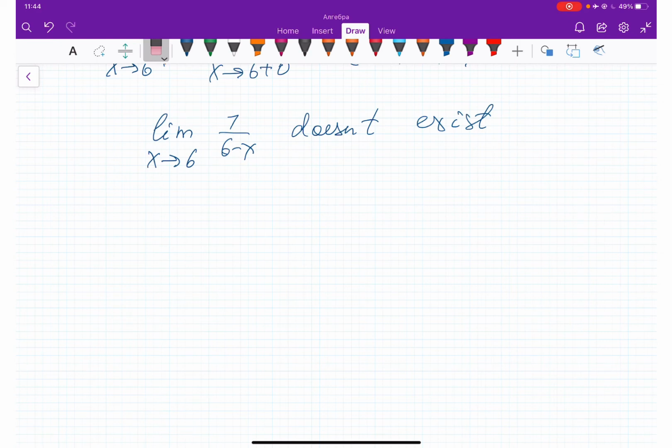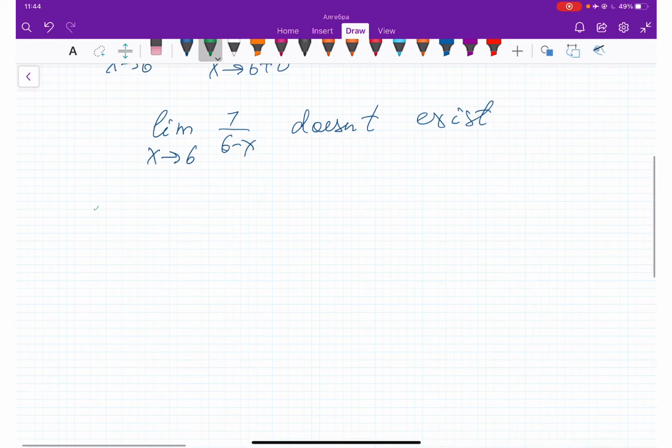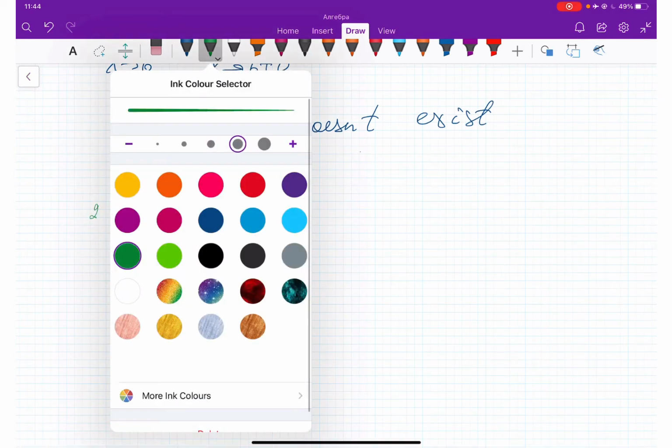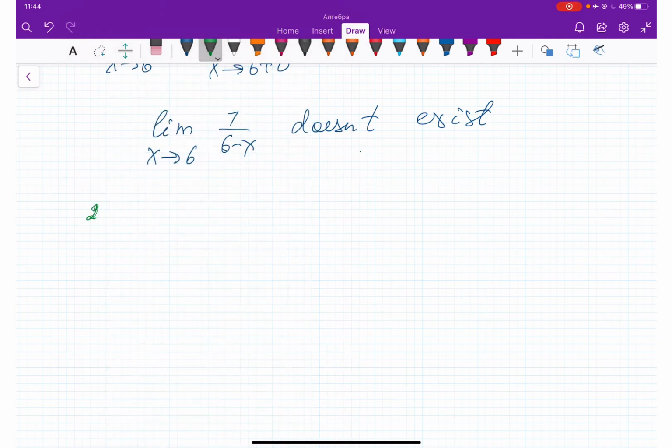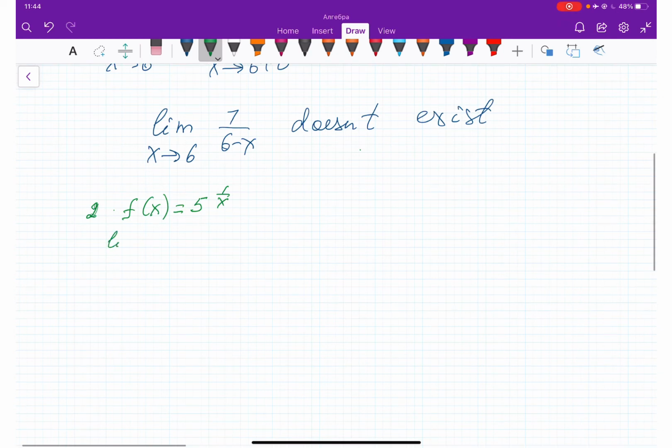Next example. Let me change color so it would be easier for you to follow. Okay, next example, we need to find the limit. We are given f of x equals 5 to the power 1 over x. We need to find the limit of f of x where x is approaching 0 from the negative side.